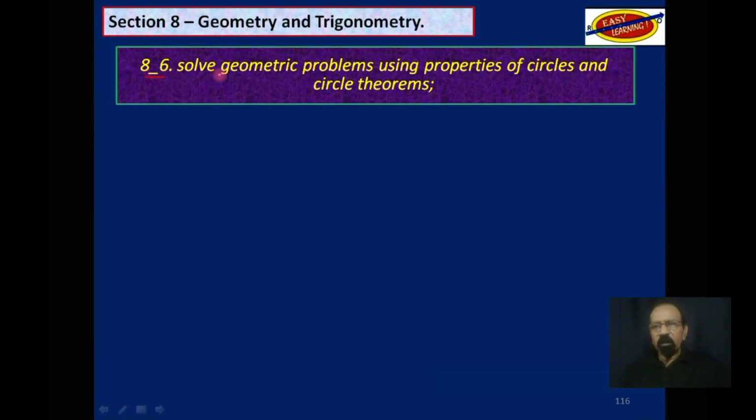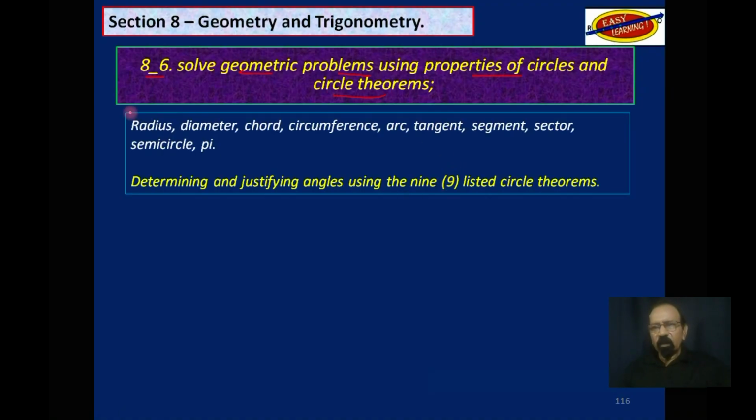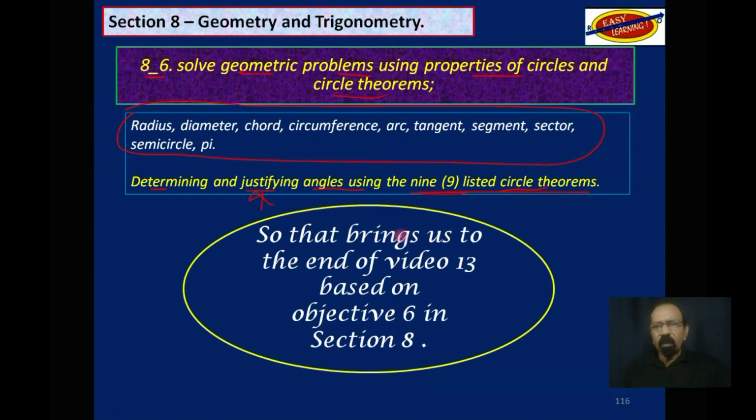So this is what we did here. Solve geometric problems using properties of circles and circle theorems. First of all, we look at the anatomy of the circle. And then we determine and justify, meaning give a reason for your answer, angles using the 9 listed circle theorems. And that brings us to the end of video 13 based on objective 6 in section 8.